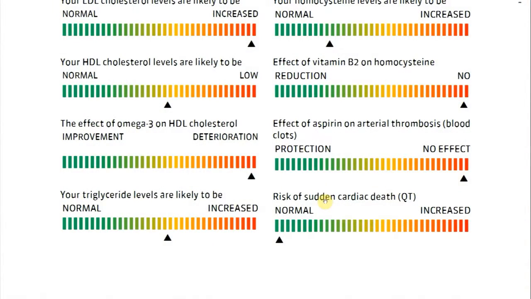It's also important because some people, older people with higher risk of thrombosis, are getting aspirin as prevention, but due to the genetics, it has no effect. So really they're taking it for nothing, except for maybe the odd headache, but it doesn't help them in their prevention. And then the risk of sudden cardiac death to do with the QT interval.